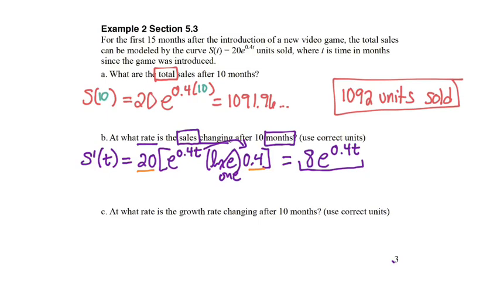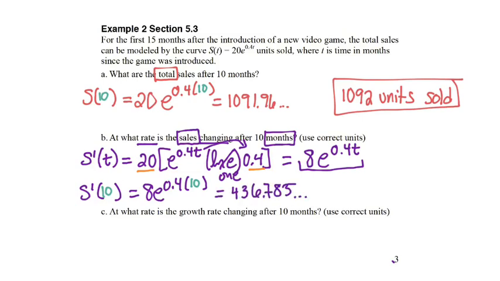But don't forget, we're solving this one for 10 months. So I need to take that derivative where I plug a 10 in. So I have to plug the 10 where the t goes in the exponent, and I get 436.785. Again, we'll round to the nearest whole number. Since the 6 is followed by a 7, which is 5 or larger, that 6 will round up to a 7 to give me 437.